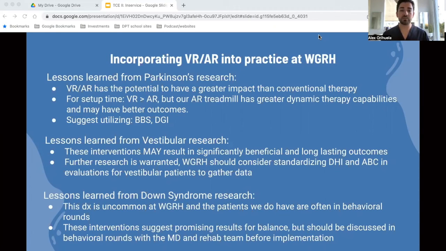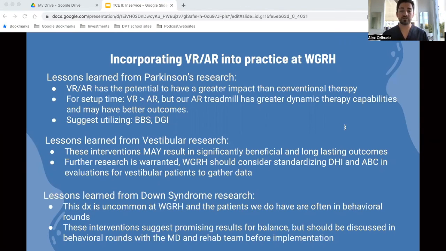Vestibular results are a little more mixed, but also hold that there is a potential to provide significantly better and beneficial and long-lasting outcomes. Vestibular conditions are not a single diagnosis, even though they were grouped together for a study within the VR research. But as such, they will likely warrant more careful selection of particular VR programs for treatment. Some of the most common outcome measures are DHI and the ABC.